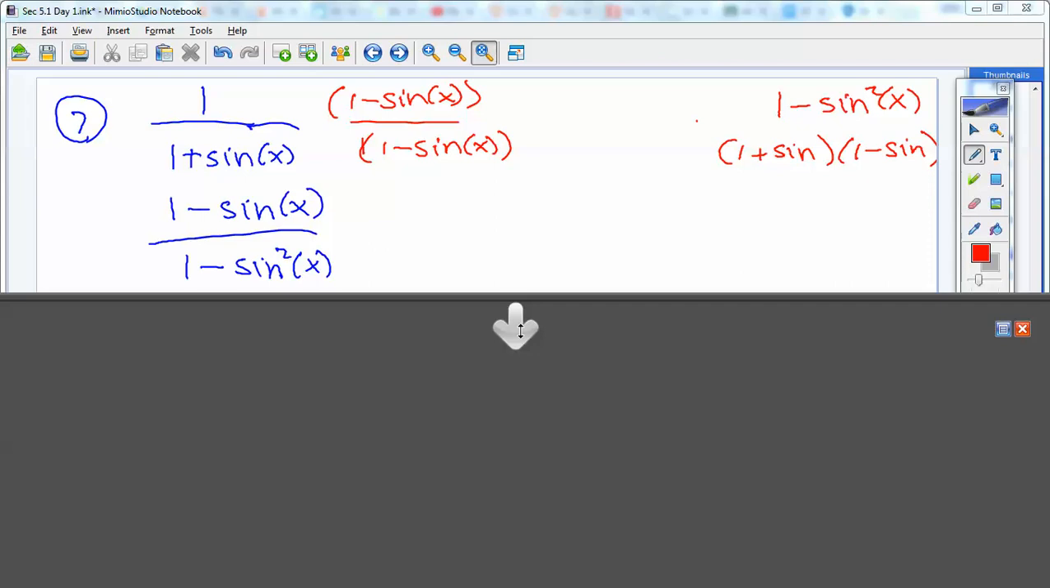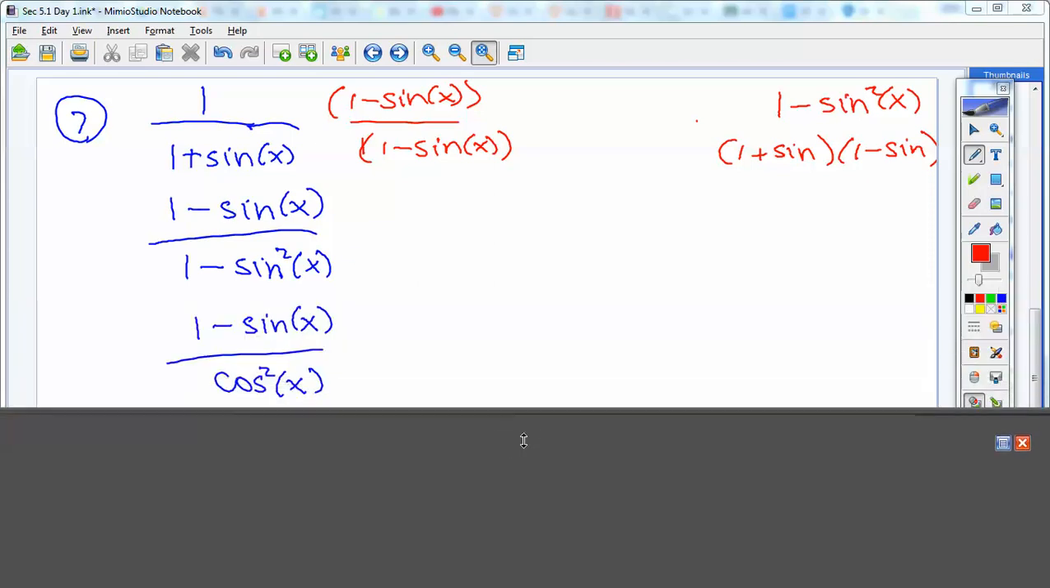So knowing where I want to get and seeing what was in there made me think, I'll bet there's got to be a cosine squared in there. And if there's a cosine squared, it could come from 1 minus sine squared, and that's what would make you think to maybe try it. Okay? All right, so the bottom is just cosine squared.